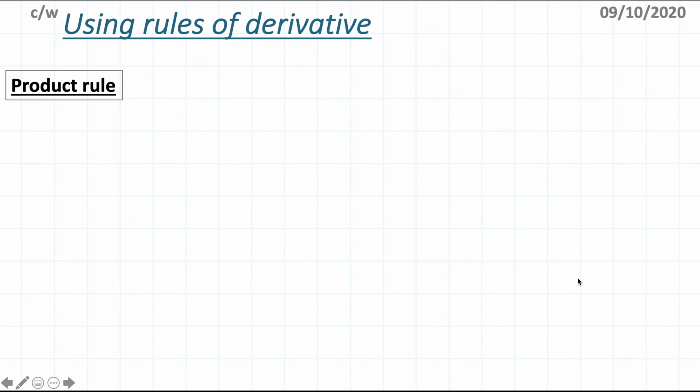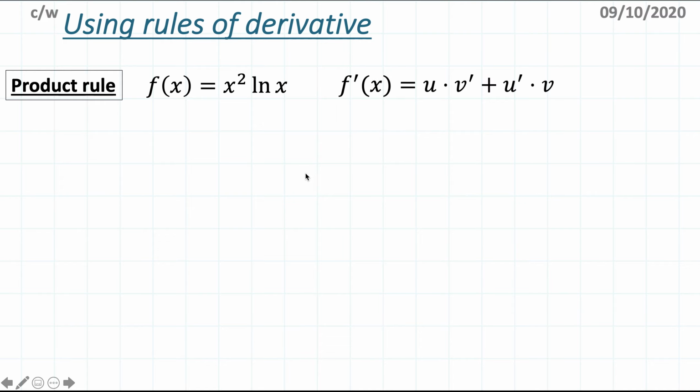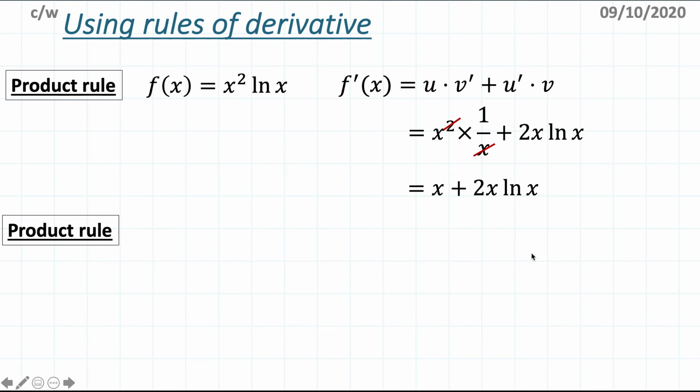Now again, we can use some of the rules of derivatives. So I can use the product rule here. If I have x squared and ln of x, I'll use the product rule because these are two functions. And I'll just take u as it is, the derivative of v, which is 1 over x, so the derivative of ln of x, and then the derivative of the second one, 2x with the original. And these two cancel out, so I'm going to end up with x plus 2x ln of x.